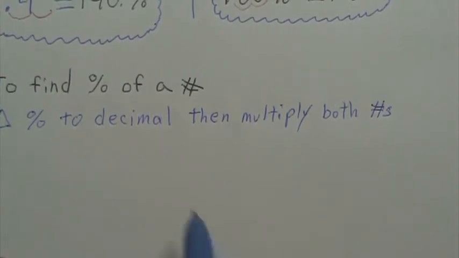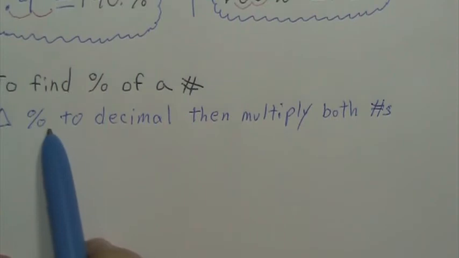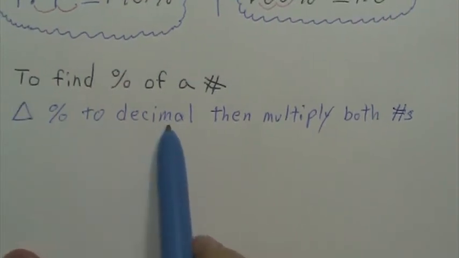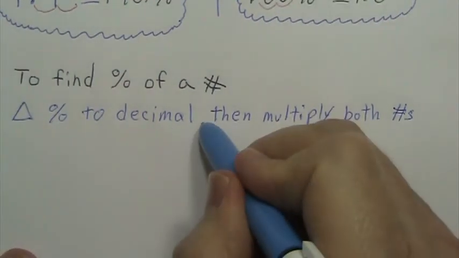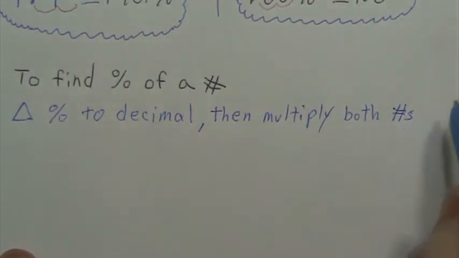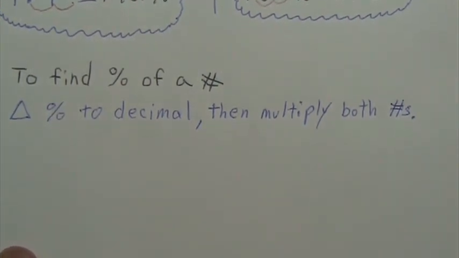All right, so change percent to decimal, change percent to decimal, I should probably put a comma, then multiply both numbers. And that will be your answer. That's it. Let's see an example of that.